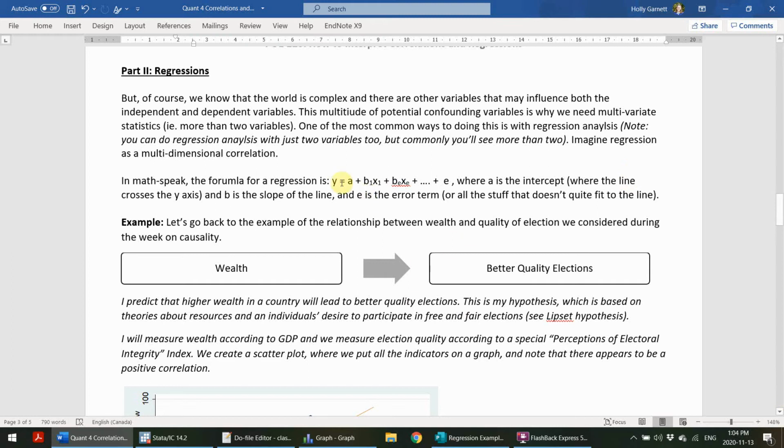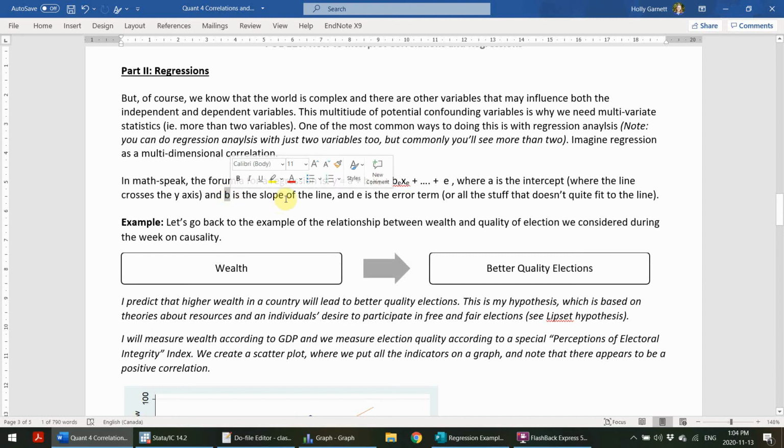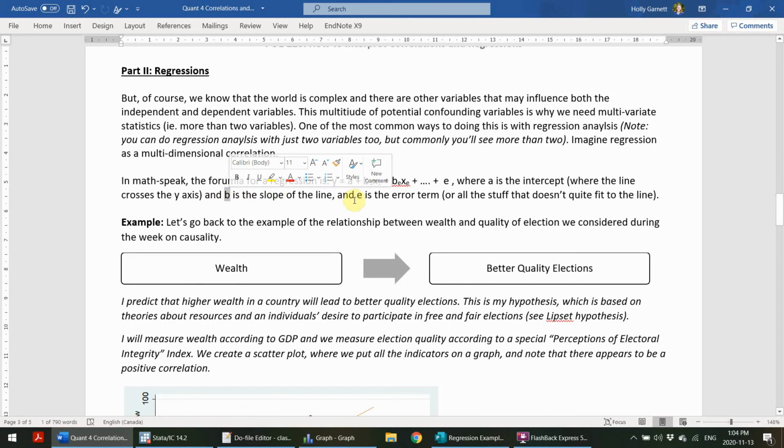Okay, so in math speak, here is the regression formula. So y equals a plus b1x1 plus b2x2 over and over and over plus e. Okay, so a here, this is the intercept, so where the line crosses the y-axis down here. B is the slope, the slope of the regression line for that variable. And then E is the error term, so all the stuff that doesn't quite fit into the line.